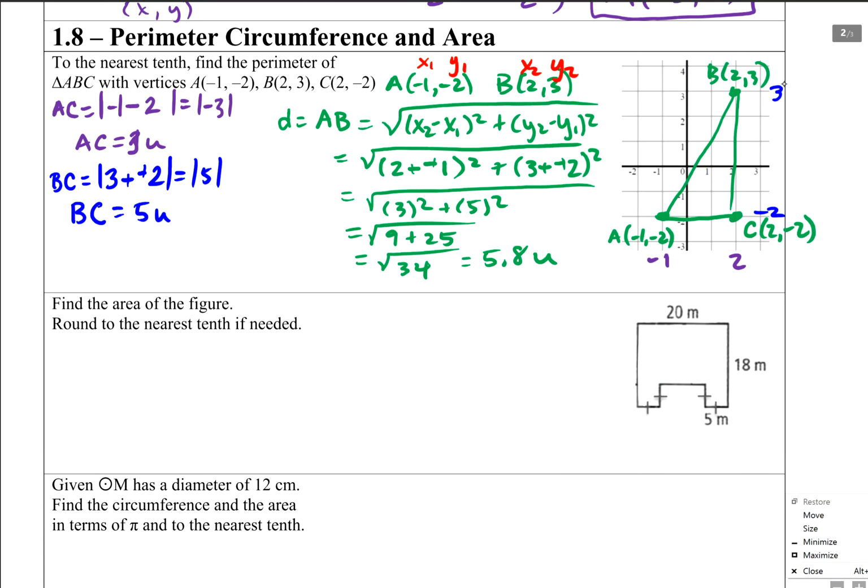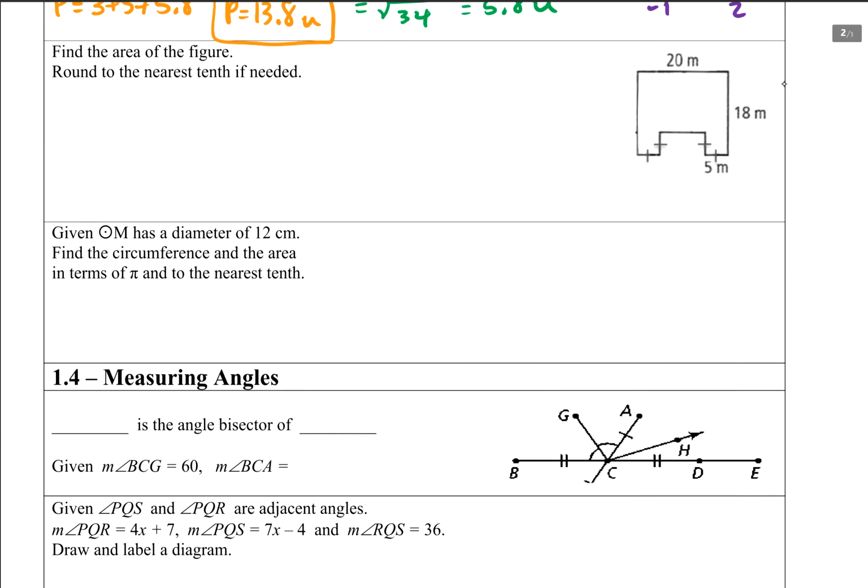So now I have all 3 pieces. I know that perimeter is the sum of all of my sides. 3 plus 5 plus 5.8 equals, the perimeter is 13.8 units. Which seems about right. All right, next problem.